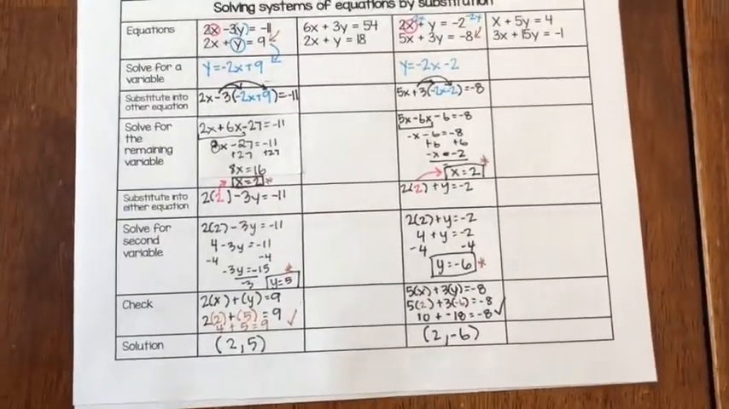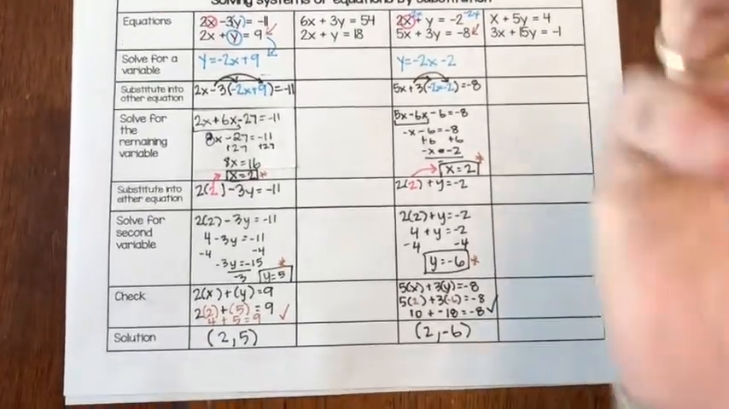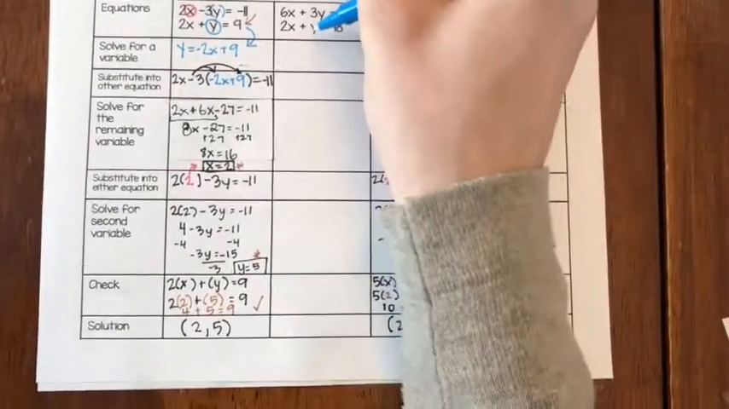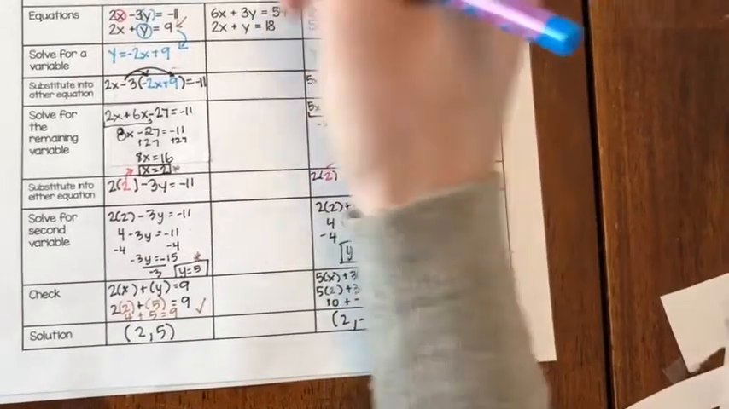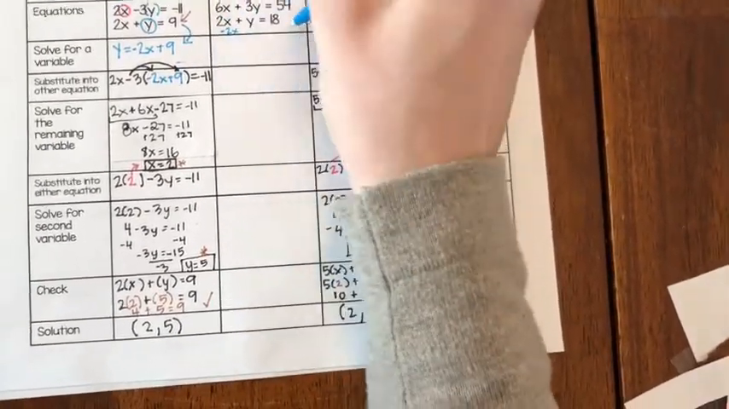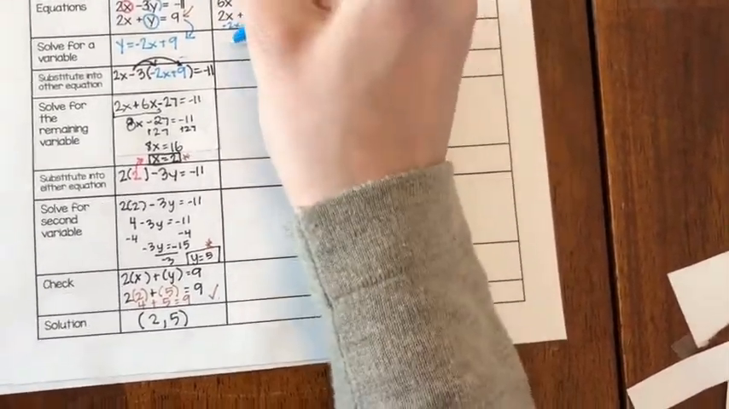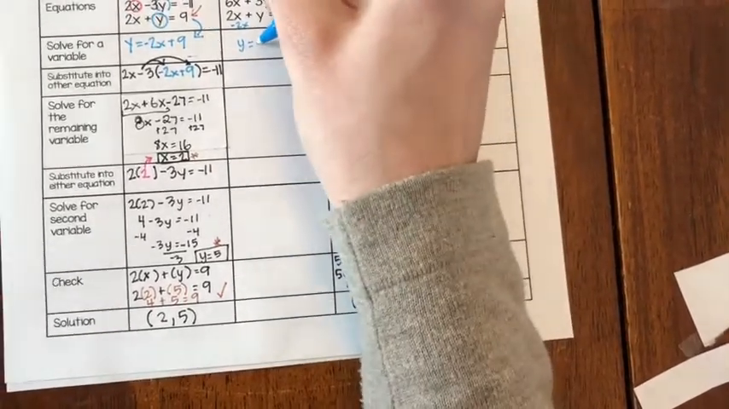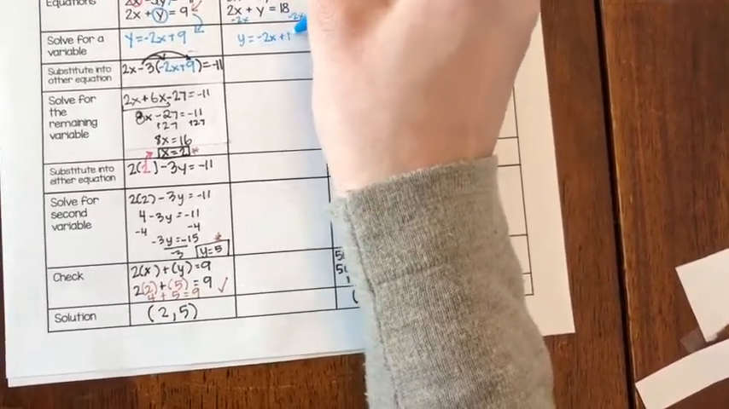So first thing I'm going to do is choose one to solve for y. I'm going to choose this second one because y is by itself. So I'm going to subtract 2x. I get y equals negative 2x plus 18.